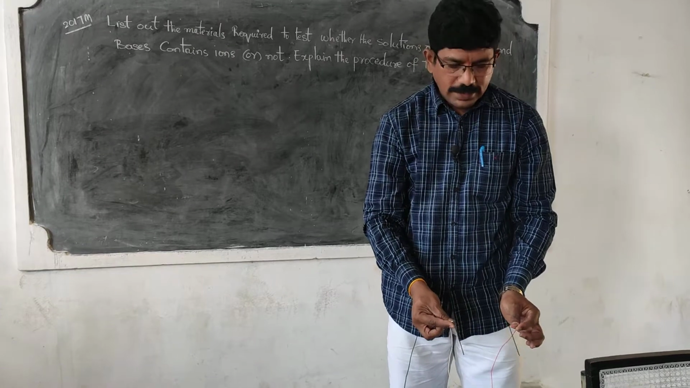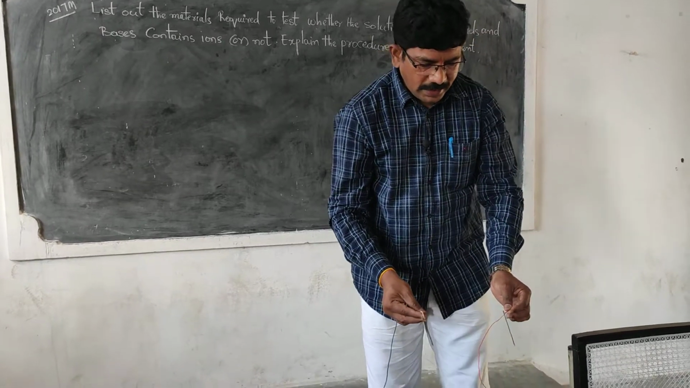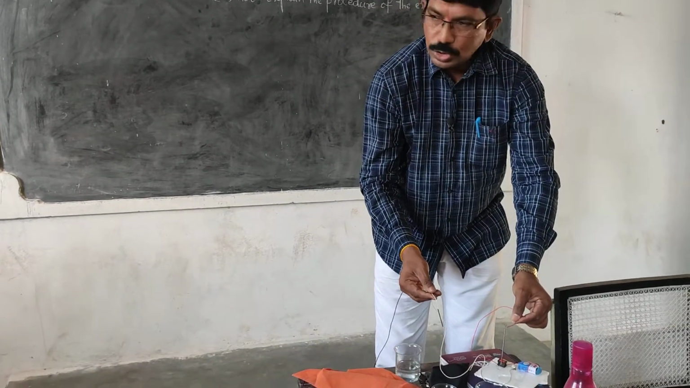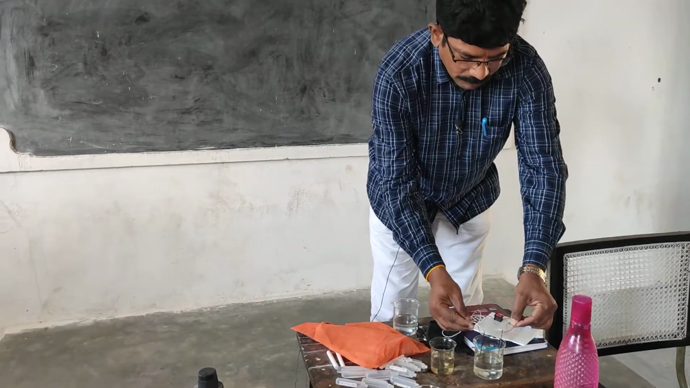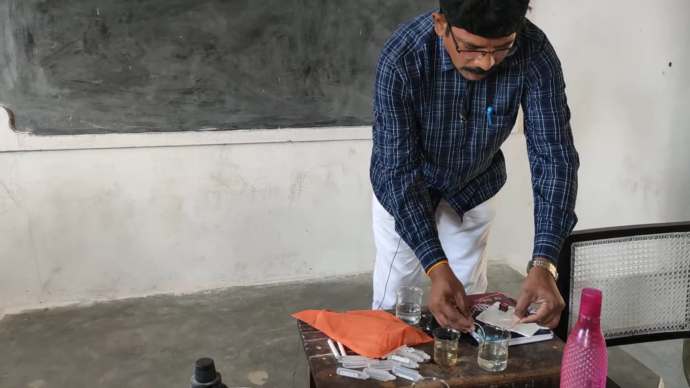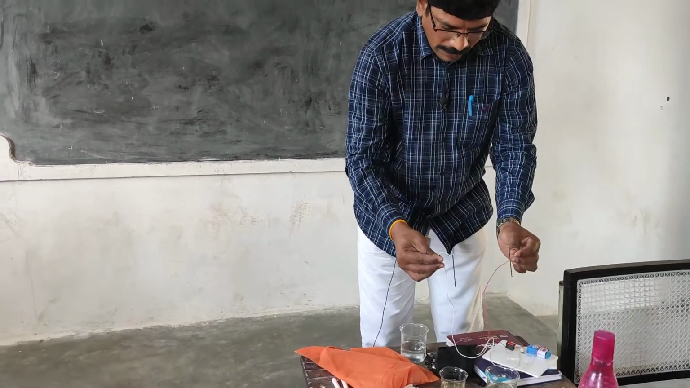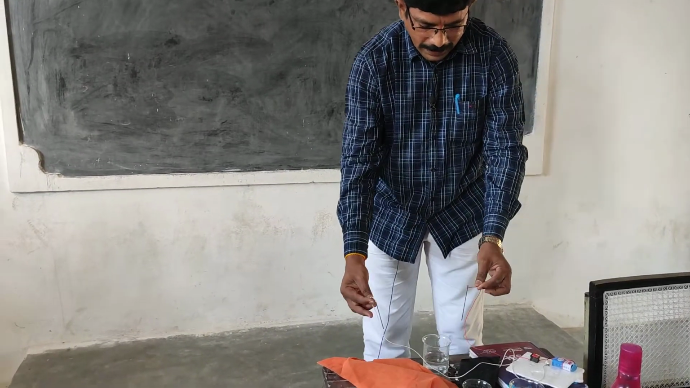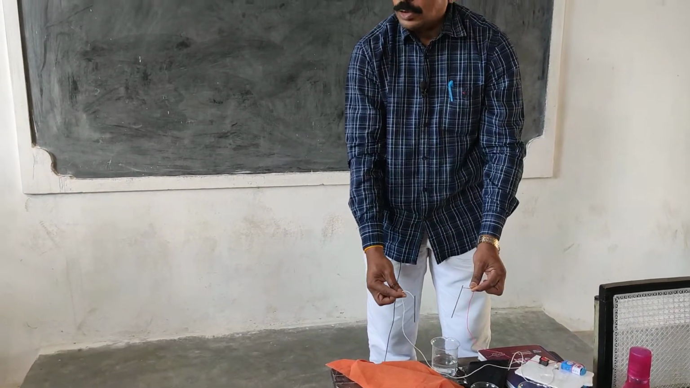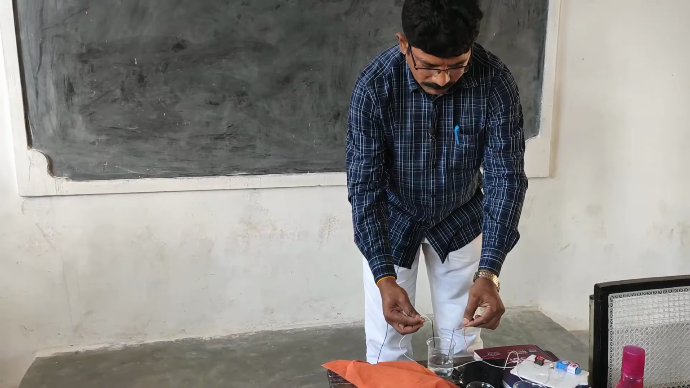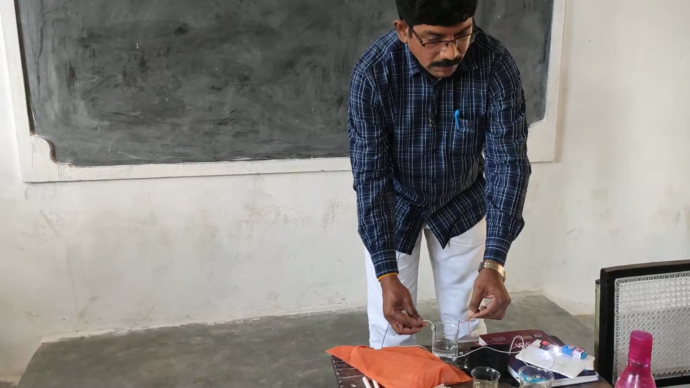There are no ions. Next, what is this? This is the alcohol solution. Observe this one. Is the bulb glowing? It is not glowing. Now observe this one. This is dilute hydrochloric acid. Observe this one. Is the bulb glowing? Yes, sir.